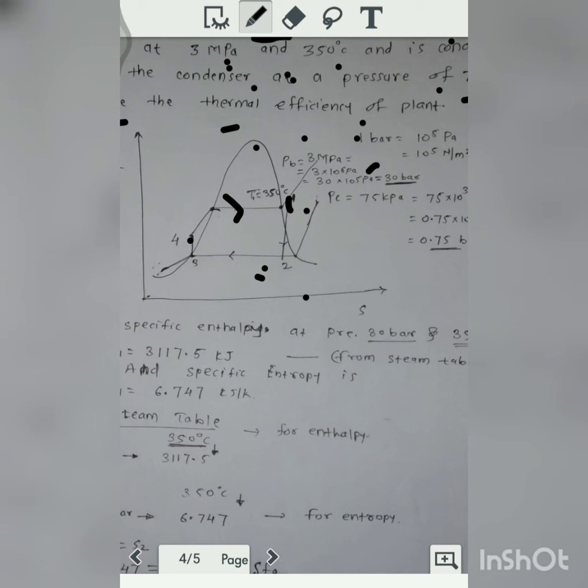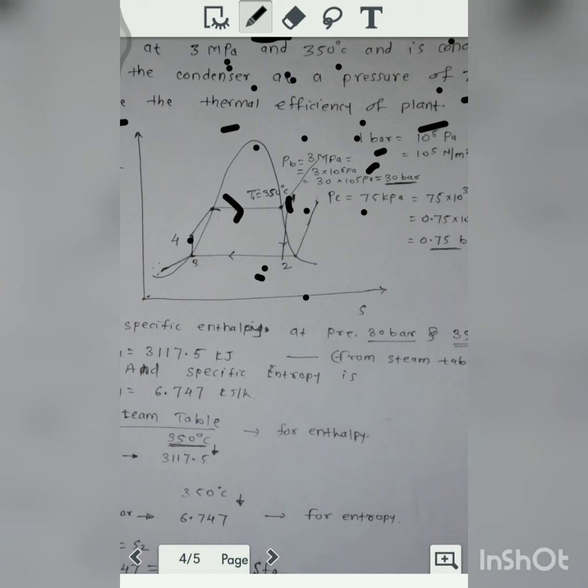How can we convert? We have written 30 instead of 3, into 10 raised to 5, because in front of 3 we have taken a 0, so instead of 10 raised to 6 it becomes 10 raised to 5, and it is in pascal. Now, as we know, 1 bar is 10 raised to 5 pascal, so it becomes 30 bar.